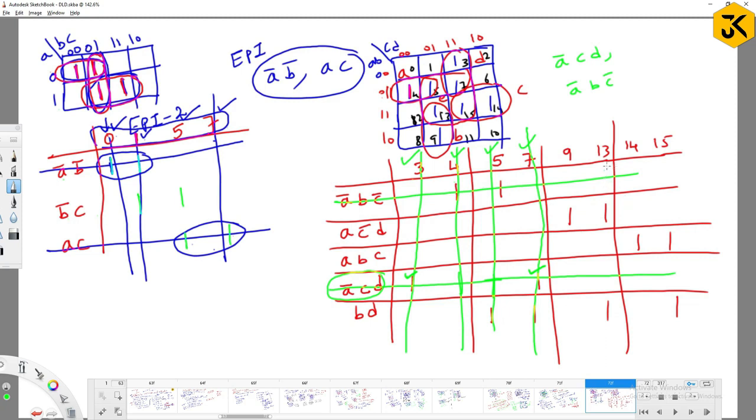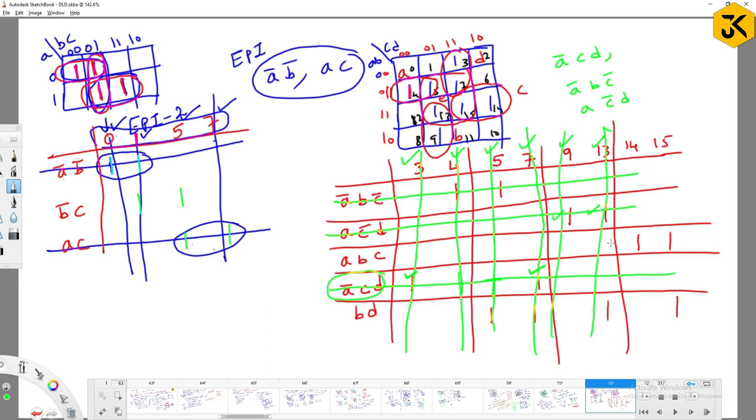What are the remaining ones? Either 9 or 14, single ones, right? I can take out the 9. If I take the 9, I need to take 13 also. So 13 will be ticked, right? Then I am going to get A, C bar, D. So I am going to remove this as well as this, right?